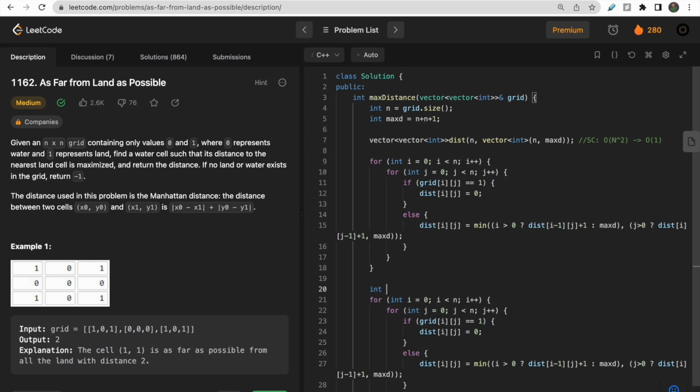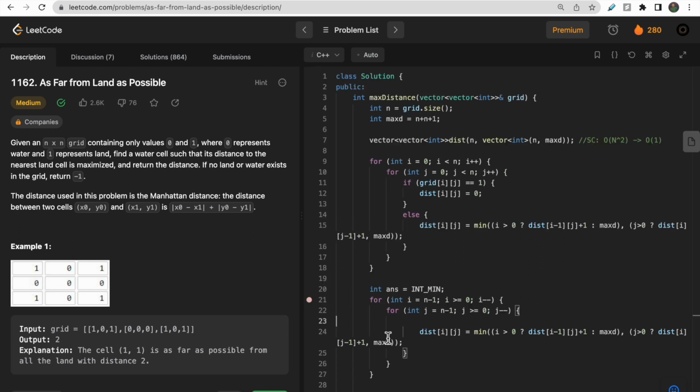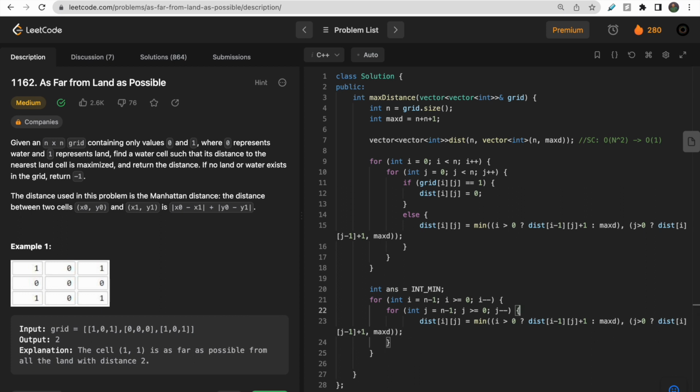Now before that, let me also initialize our answer as int min. Okay, and here we will start from bottom right, that is i equals n minus 1, i greater than or equal to 0, i minus minus, and the same thing here, j equals n minus 1, j greater than or equal to 0, j minus minus. Here also this condition would remain the same. If we have land, then we will keep it as it is, but I don't think we will require this condition because the lands are already visited, correct? There won't be any change.